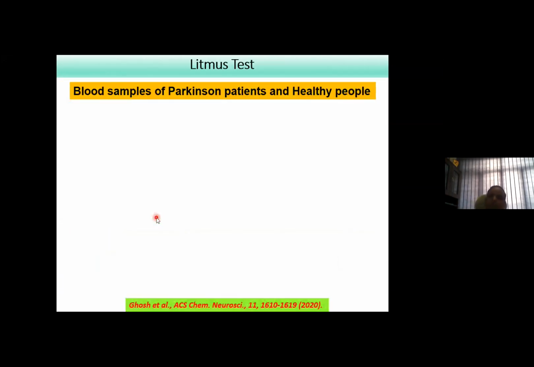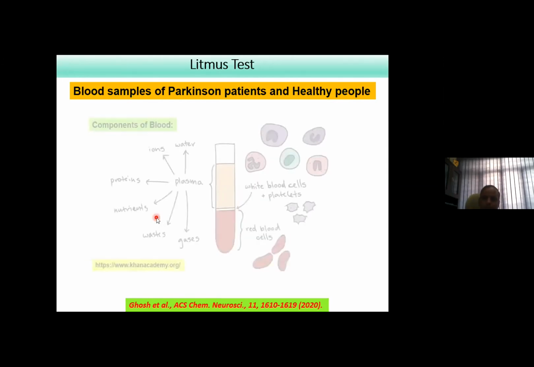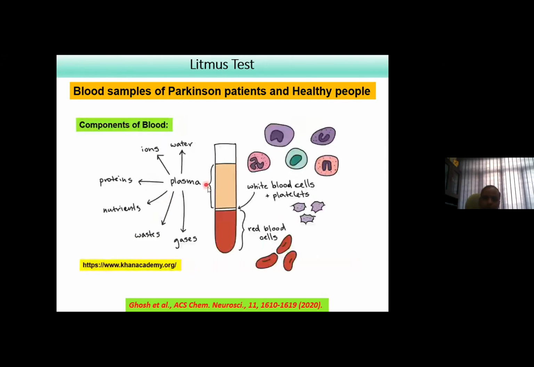So what will be the litmus test here? The litmus test will be if we can demonstrate this in a Parkinson patient. How can we do that? The blood has different components. The plasma contains proteins, and this protein has alpha synuclein. So if we can specifically target the alpha synuclein and test the blood plasma, and you see the sign reversal, then that means oligomers of this protein are already present in that blood.